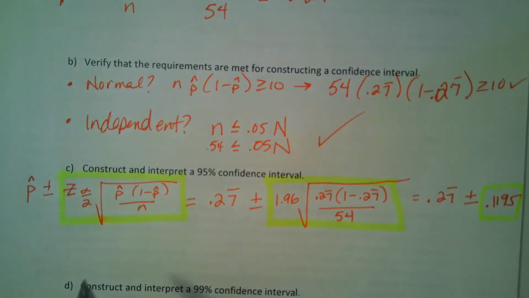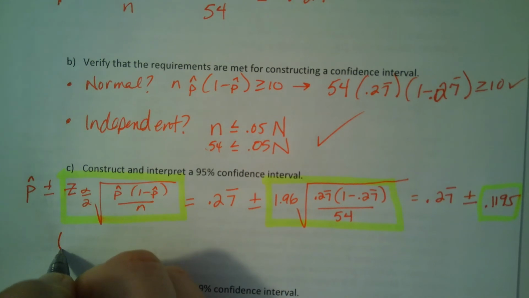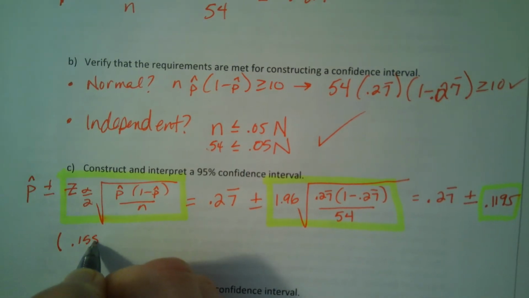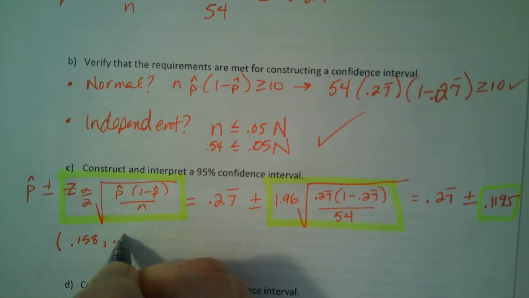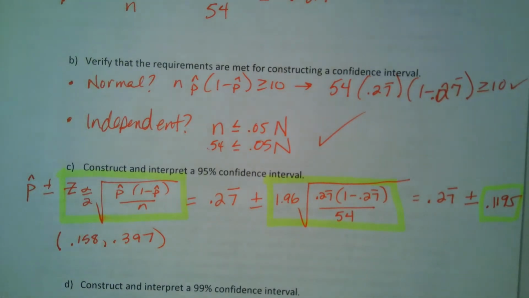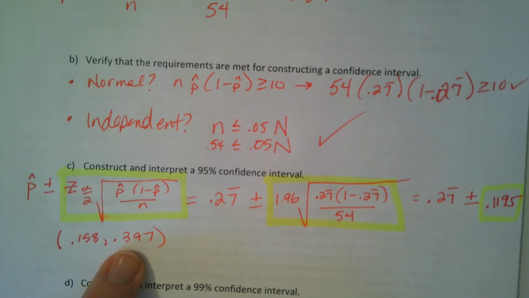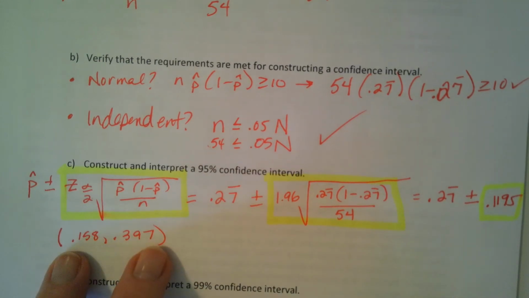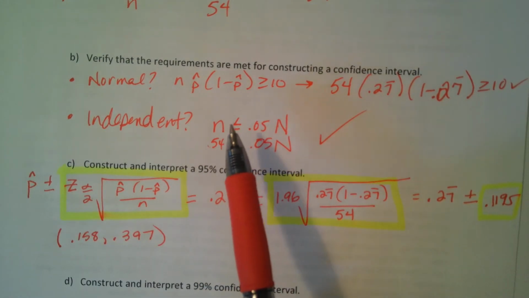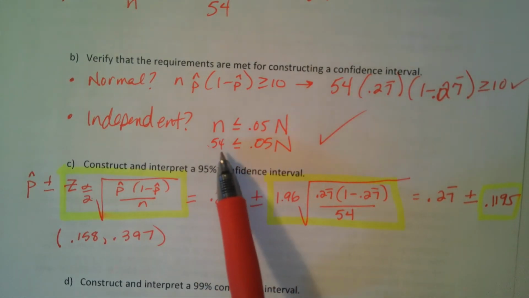All right, so if I put this in interval notation, my lower bound will be 0.158 and my upper bound will be 0.397. You'll notice that this range is quite large. 15% to almost 40% is a very large interval. And the reason why that was so large was because my sample size was relatively small.